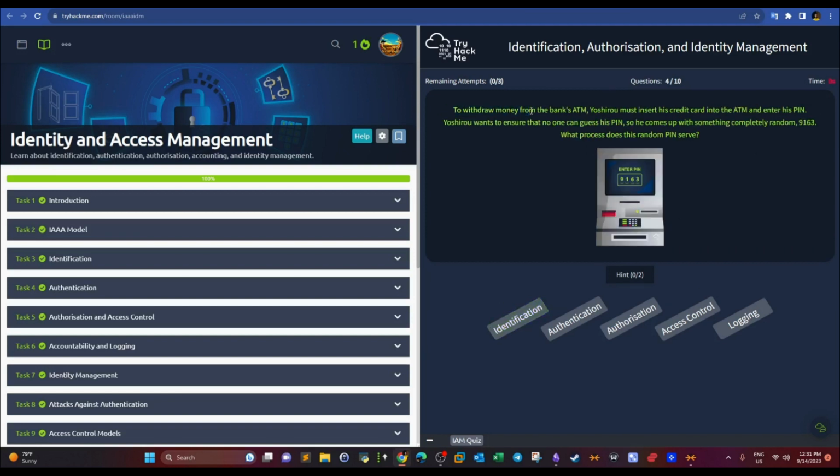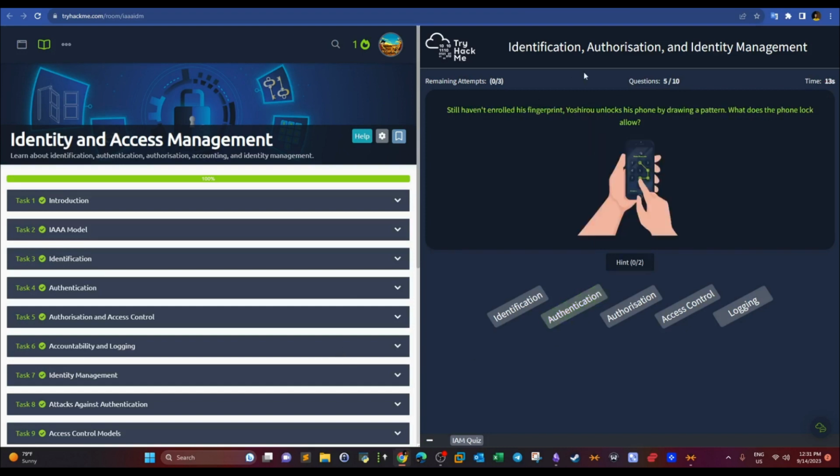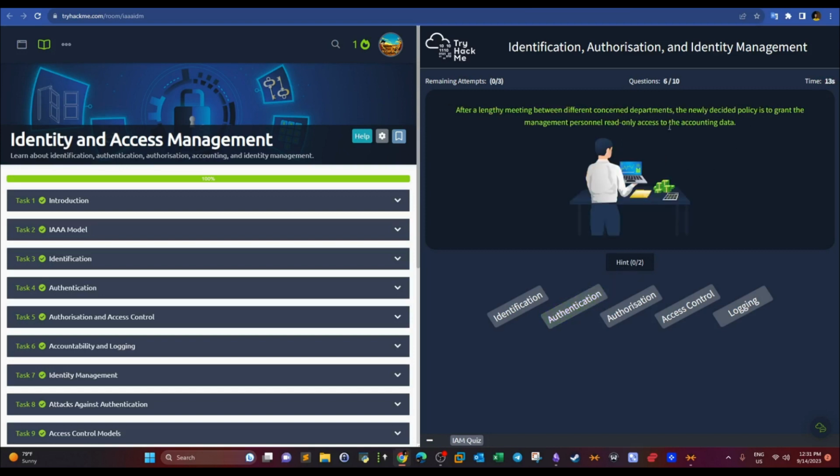To withdraw money from the bank's ATM, Yoshiro must enter his credit card with PIN. Credit card with PIN, it is authentication. Yoshiro unlocked his phone by drawing a pattern. This is also authentication, using something you have. After a lengthy meeting between different concerned departments, the newly decided policy is to grant management. This is authorization, controlling access.